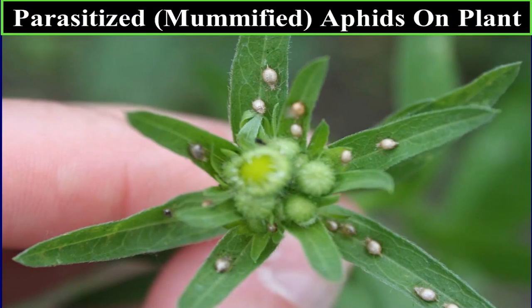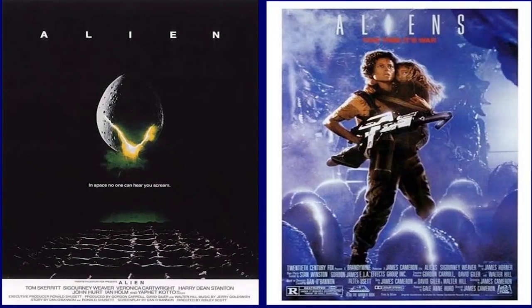So this is an example of aphids that have been parasitized by a parasitoid, or we also call them parasitic wasps. If you're still having trouble understanding this, if you've seen these two movies, then you know what a parasitoid is. If you remember in Alien, when John Hurt at the dinner table had something come out of his chest, that would be a good example of a parasitoid.